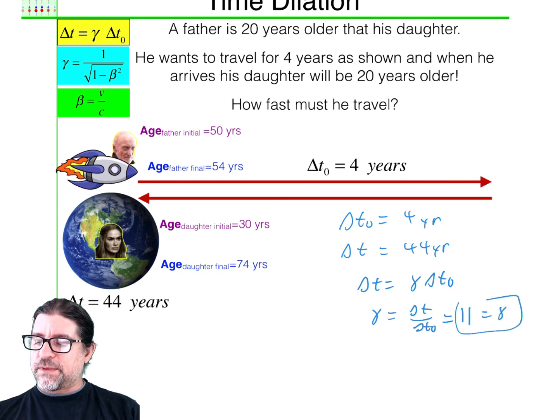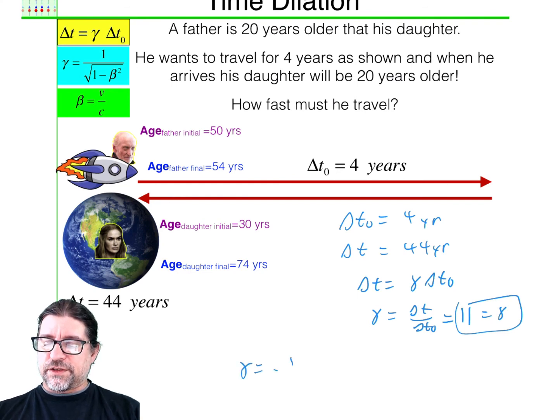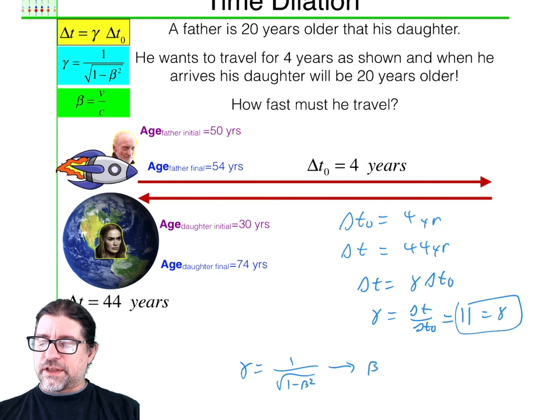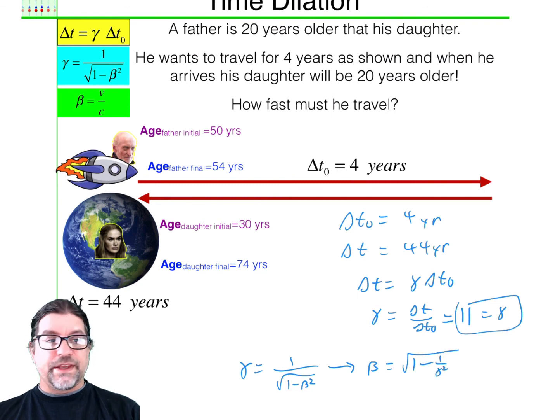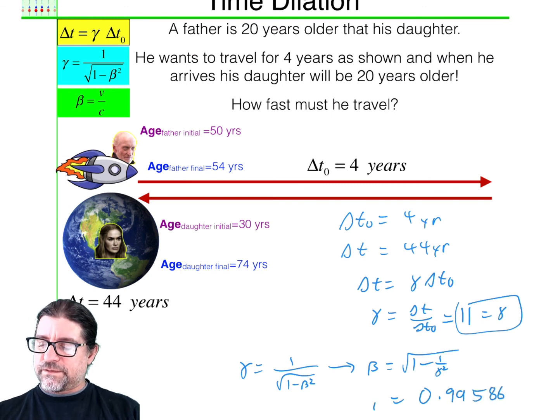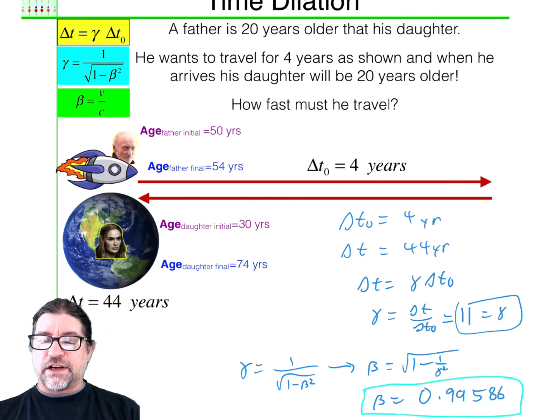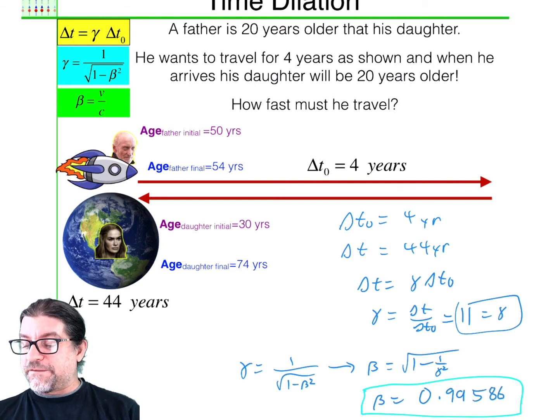So we find that gamma is 11, and we can invert this again. We just did it, so we won't do it in detail again. When you invert, you get that beta is equal to the square root of 1 minus 1 over gamma squared. When we calculate that, we get 0.99586. So in other words, if he wants to age 4 years while his daughter ages 44 years, he's got to travel at 99.586% the speed of light until he comes back.